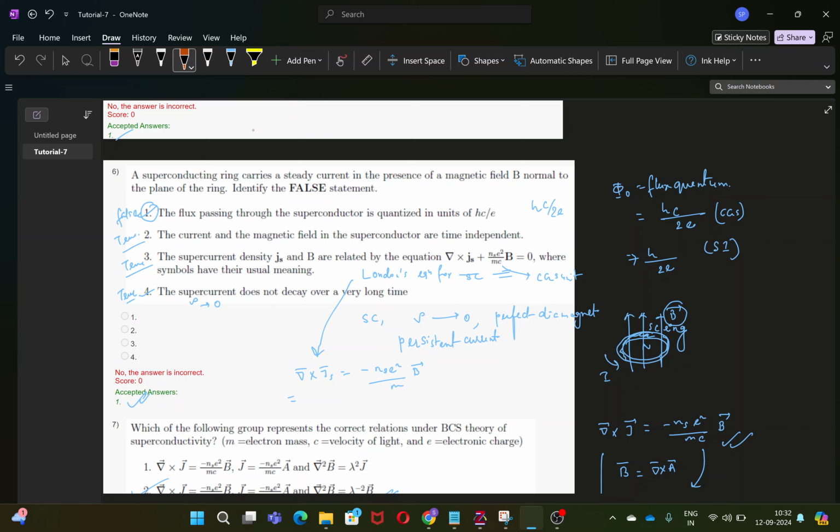So this is the flux quantum value, Hc by 2E, and because it is in CGS unit, there is a C term present, which is the light velocity. But if it is written in SI, then it will be just H by 2E. Okay.